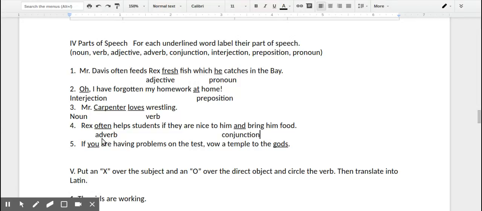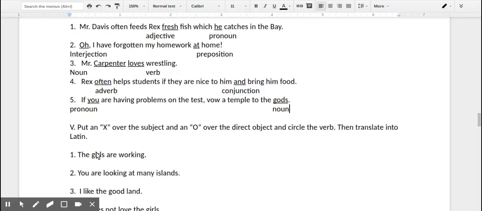Adding another clause there. If you are having problems on this test, vow to the gods. So you is a pronoun, replaces the noun. And then gods are a person, place, or thing. So that would be a noun.